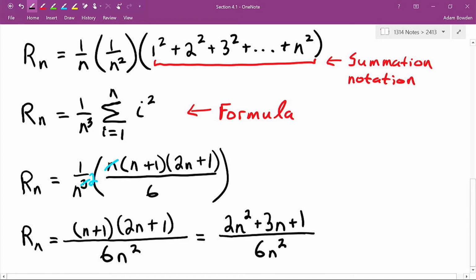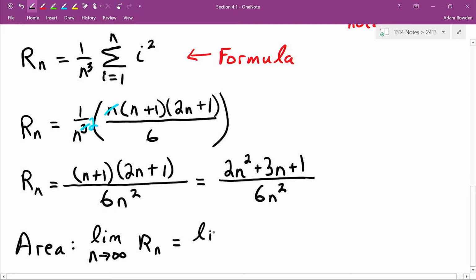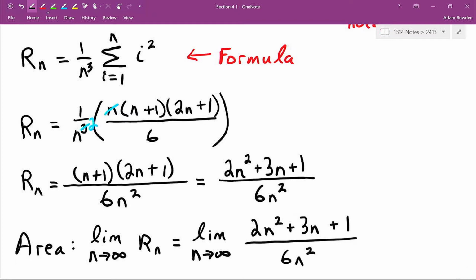Now, this is the sum of n rectangles, but to get the area under the curve, we have to take the limit as the number of rectangles goes to infinity. So we take the limit as n goes to infinity of R sub n, which is equal to the limit as n goes to infinity of 2n squared plus 3n plus 1 all over 6n squared.